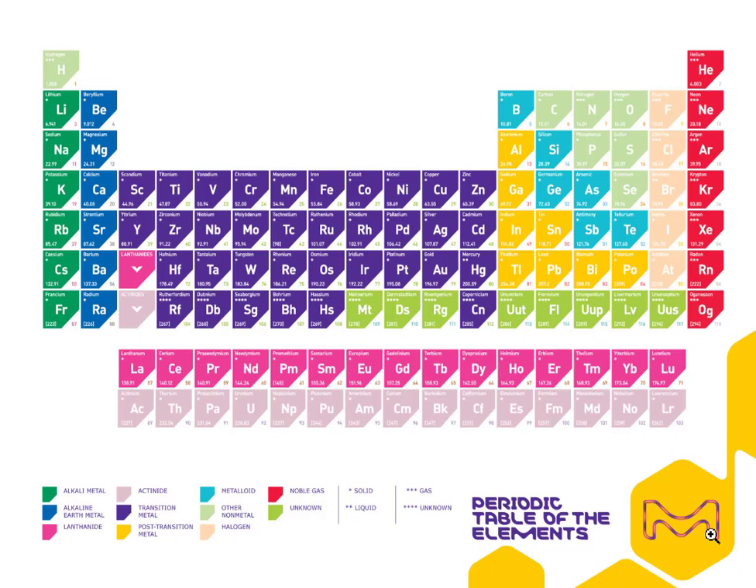Nonmetals, on the other hand, are brittle when solid. Most of them are gases at standard temperature and pressure. They are dull. They are good insulators. Thus, they are poor conductors. They have high ionization energies and high electronegativities. They tend to form negative ions.